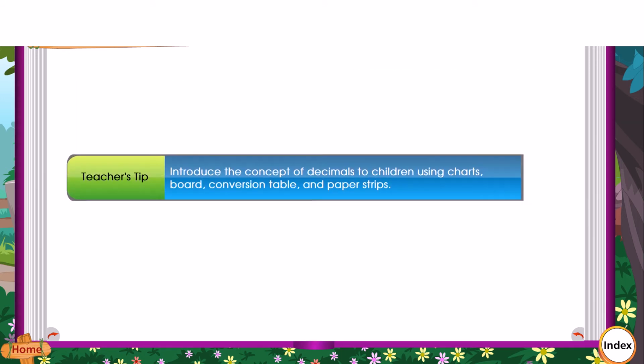Teacher's tip: introduce the concept of decimals to children using charts, boards, conversion table, and paper strips.